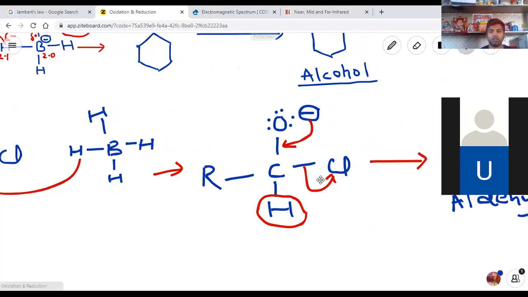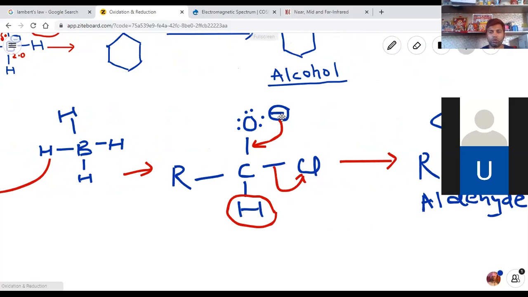We can see in this molecule, this R or alkyl group is not a better leaving group. Even hydrogen is not a better leaving group, because it would form a hydride ion, which is highly unstable. So they cannot leave this group.